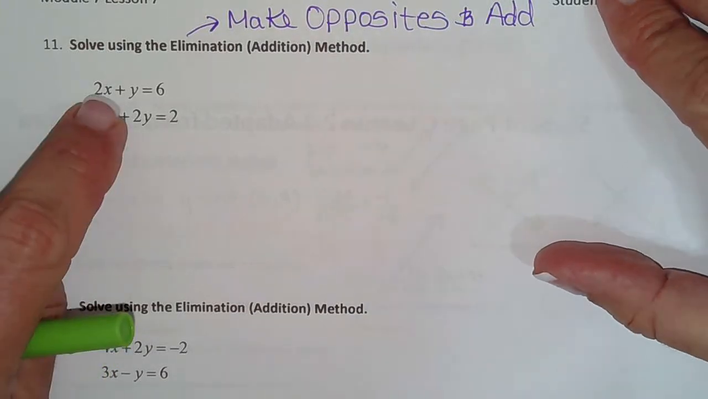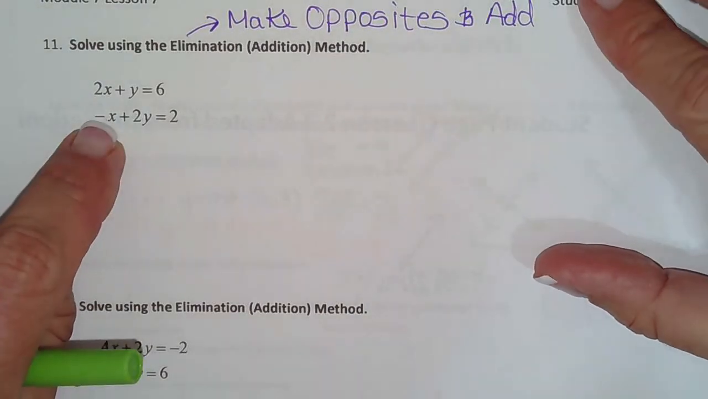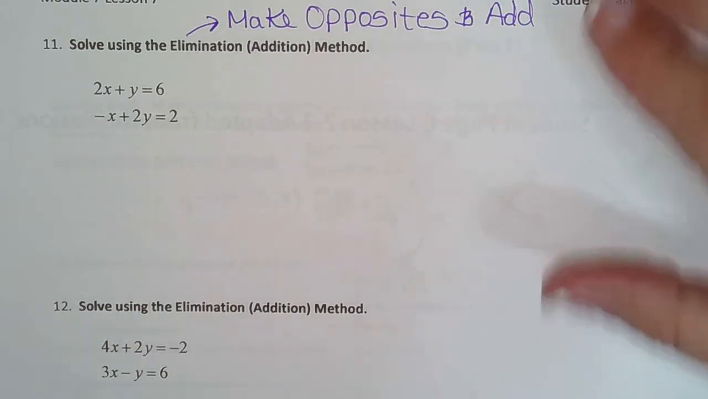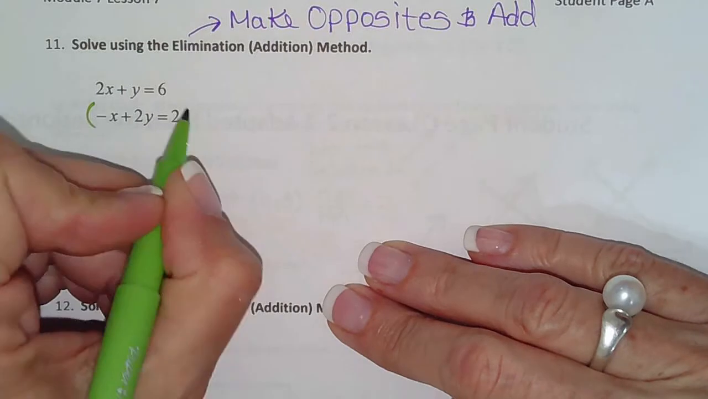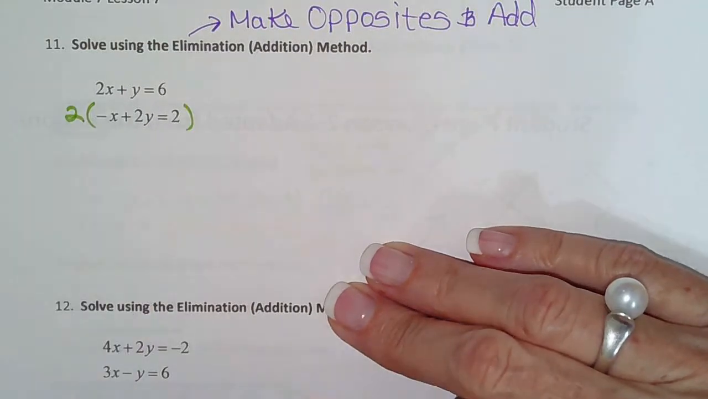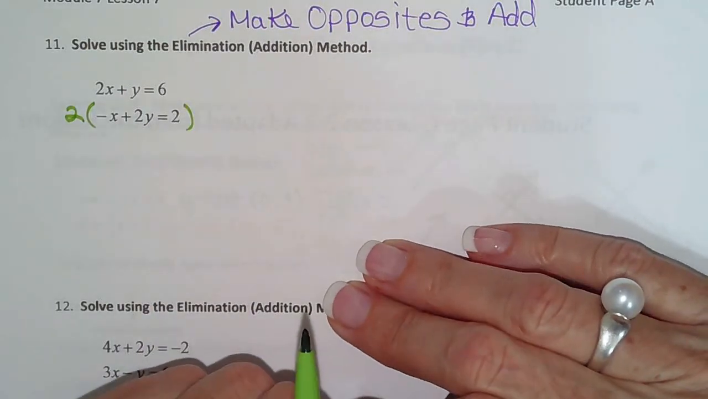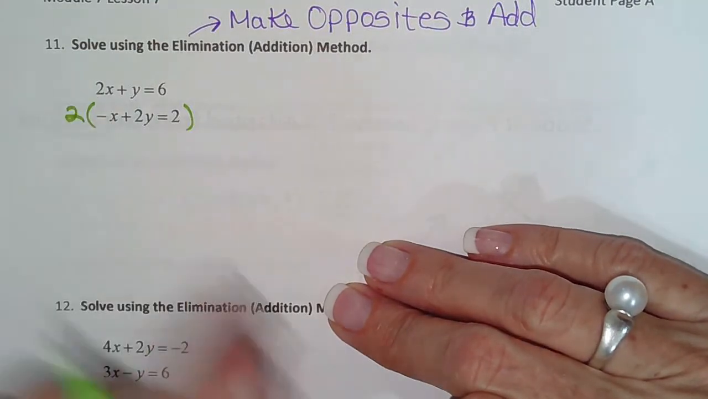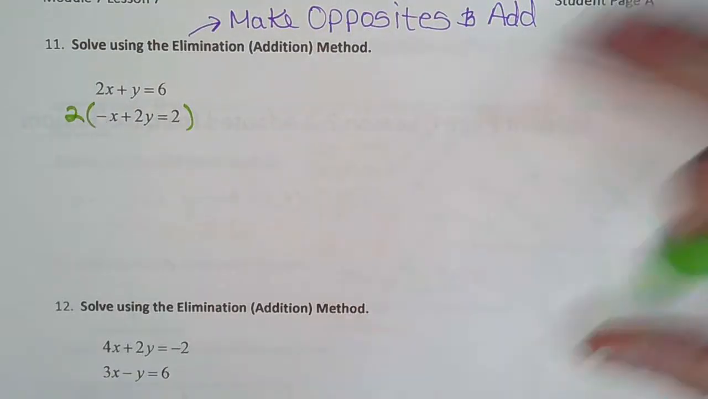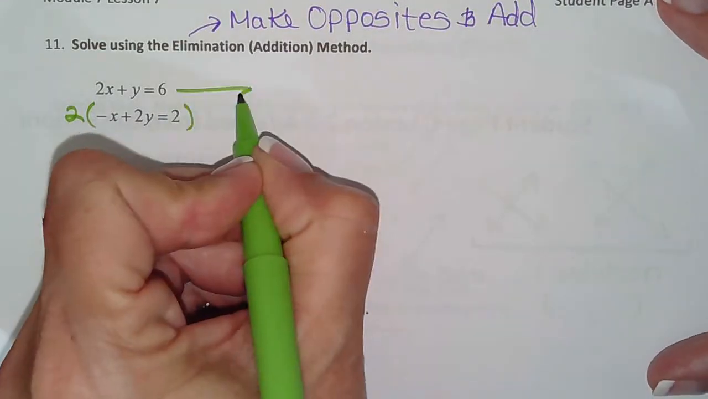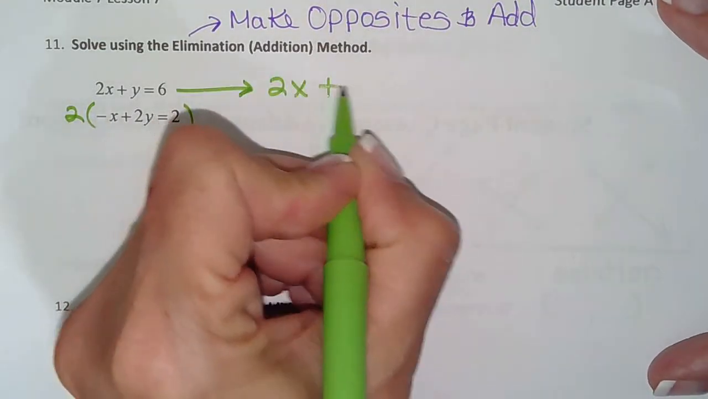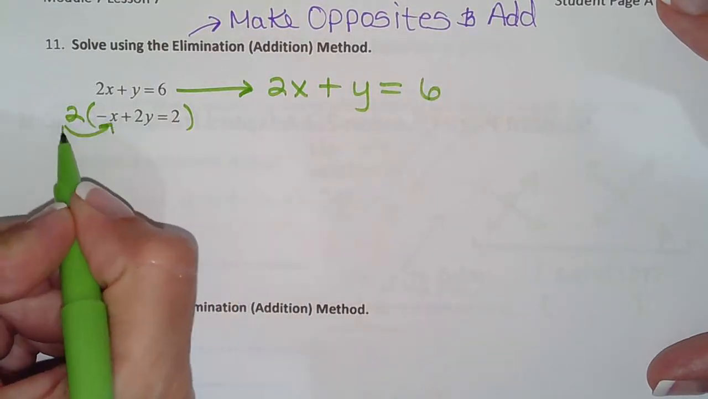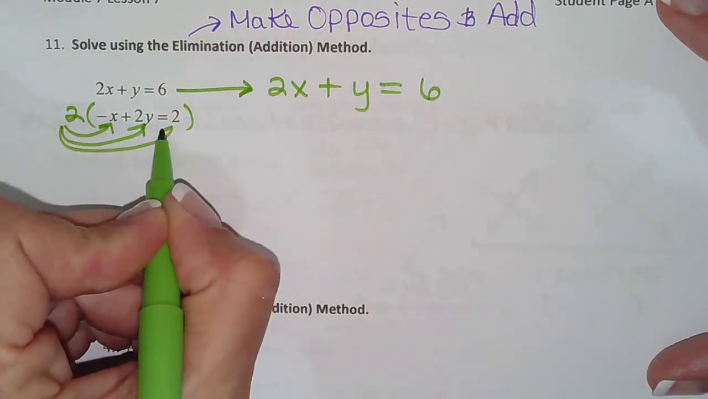So if this is 2, I need this to be negative 2. So what do I need to multiply by? 2, right? Because it's negative 1. Isn't negative 1 times 2 going to give me negative 2? Does everybody agree? Negative 2x, positive 2x. All you have to do is do that first step and see that they are. So the first one will not change. And the second one becomes negative 2x plus 4y equals 4.